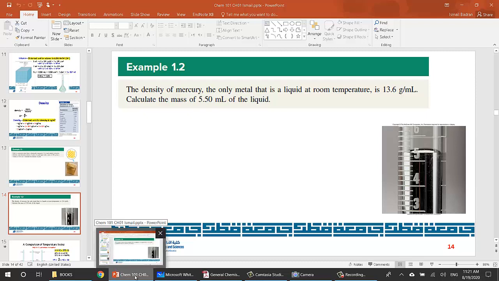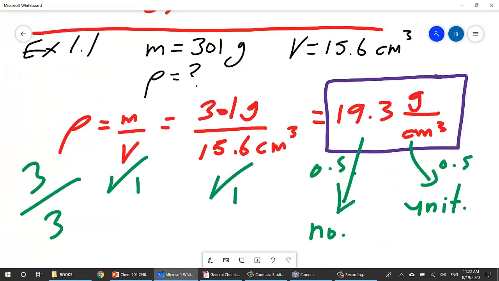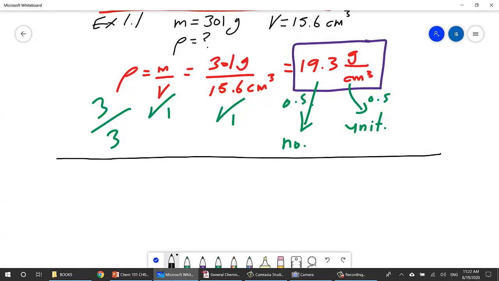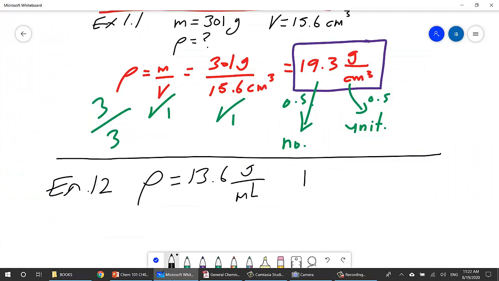Here is another question: the density of mercury, the only metal that is liquid at room temperature, is 13.6 gram per milliliter. Calculate the mass of 5.5 mL of the liquid. So that's another question. We can do it easily here. So example 1.2. I'm provided the density of mercury. It's 13.6 gram per mL, and I have also the volume, 5.5 mL. So the volume is 5.5 mL, and he needs the mass.